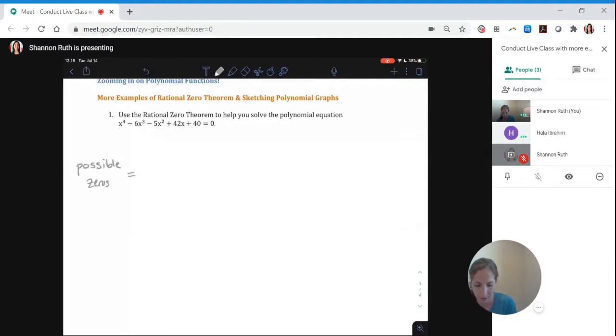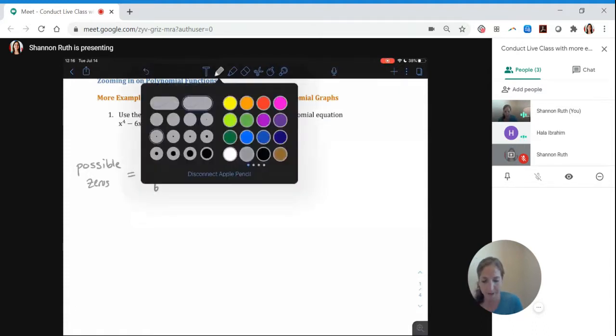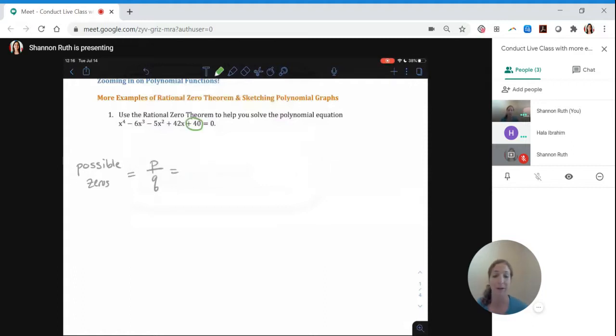So P over Q. We remember P is tied to the factors of the constant term. So in our example here, that would be factors of 40. So yes, I know that's a lot of factors, but I thought it would be nice to work through a hard problem together. I know at least one person feels like the examples and the videos are too easy and the homework's too hard. So I thought I would do a pretty much as bad as it could get, right?